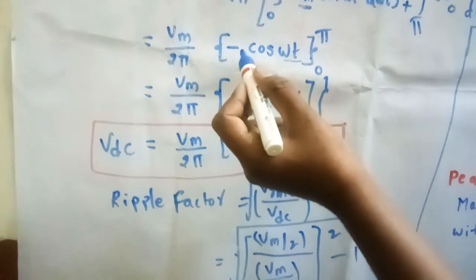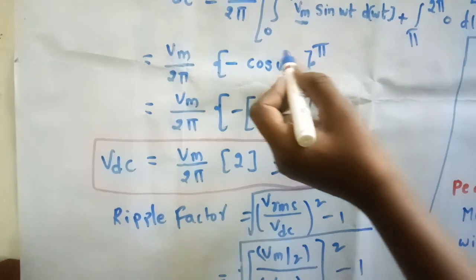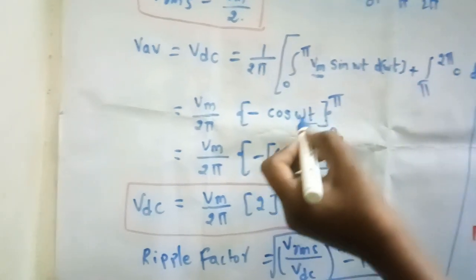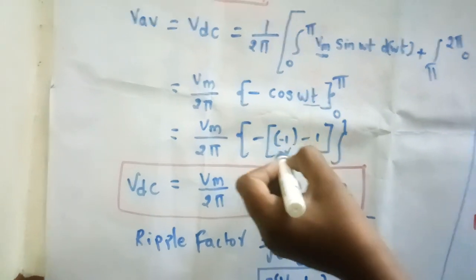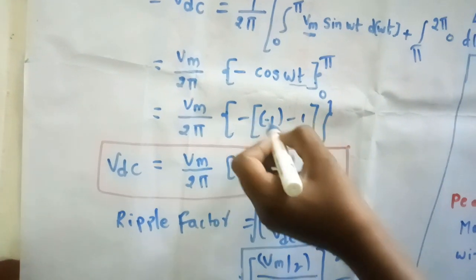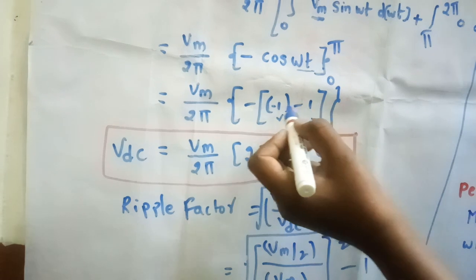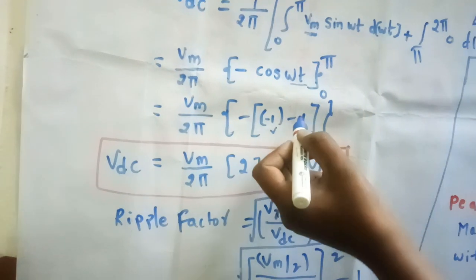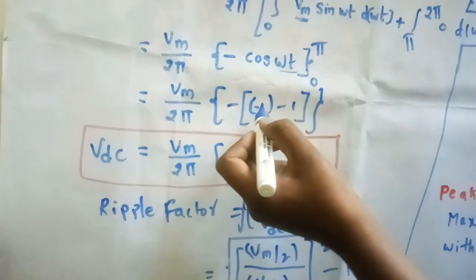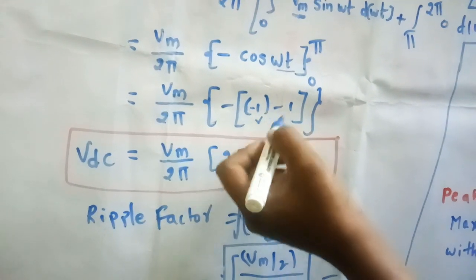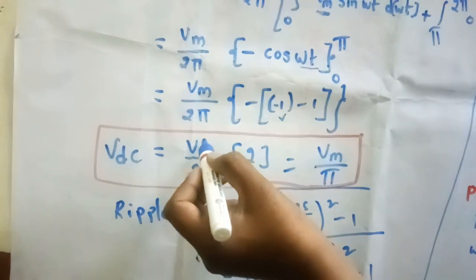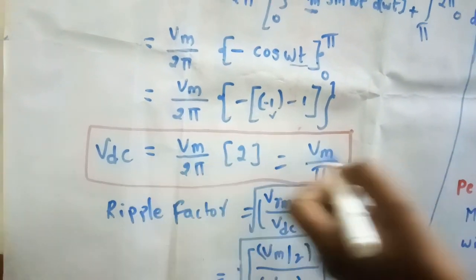Again, minus of cos omega t, we apply limits pi and 0. Minus of cos pi is minus 1, and cos 0 is 1. So minus 1 and minus 1 gives minus 2, and minus 2 into minus gives plus 2. The 2 gets cancelled. Then Vm by pi. VDC is Vm by pi.